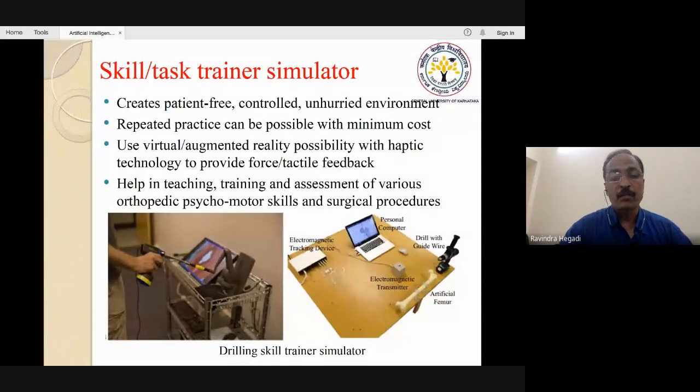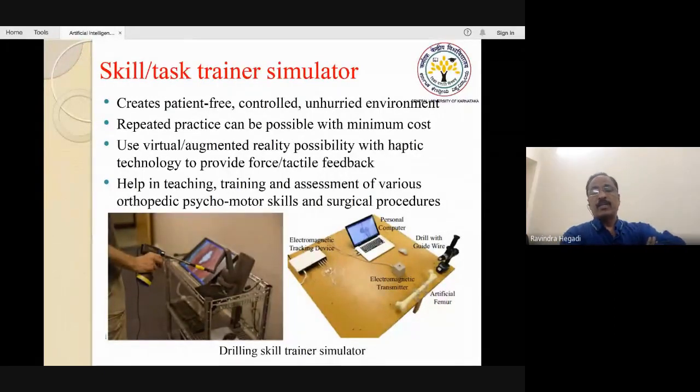Here in the simulation, a computer is needed, with the simulator software, whatever simulator you develop. In fact, the software is designed by medical engineers. Medical engineers develop the software. Then there will be an electromagnetic tracking device, and an electromagnetic transmitter. These are some of the devices used. They have used an artificial femur also.